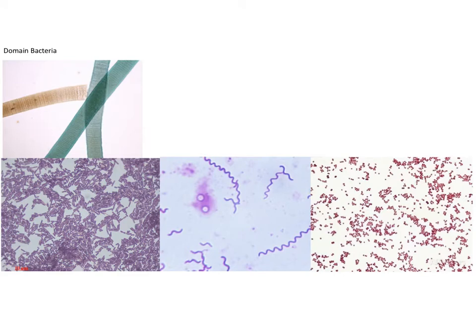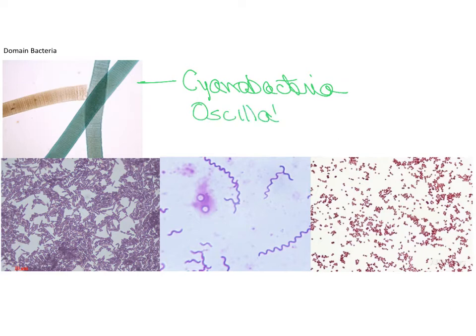Here we have the domain bacteria. This right here, as you can guess, is our cyanobacteria. I thought my writing would look better with this fancy pen, but it's kind of sloppy. Cyanobacteria. You also might see it as oscillatoria, because that's the actual genus name of this particular one. And sometimes it is still called blue-green algae, although it is not a true algae.